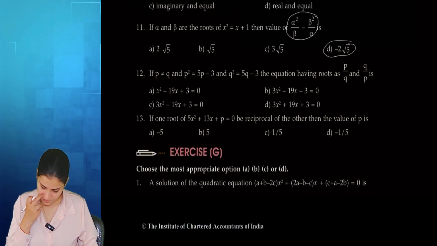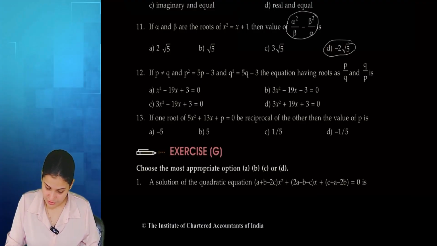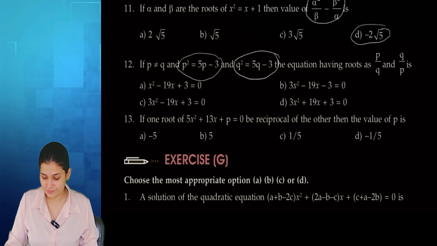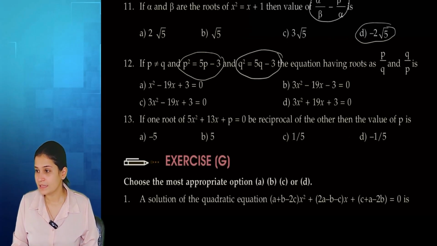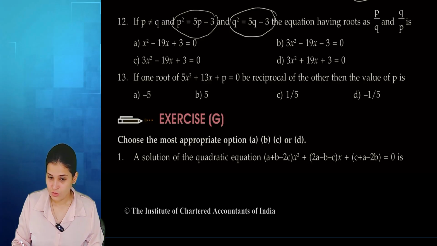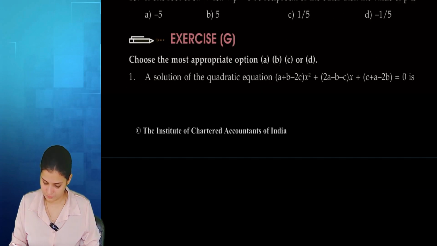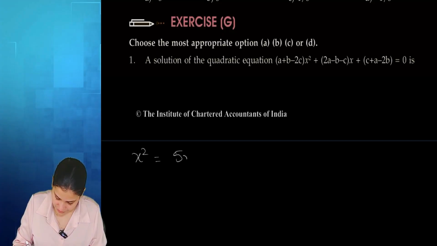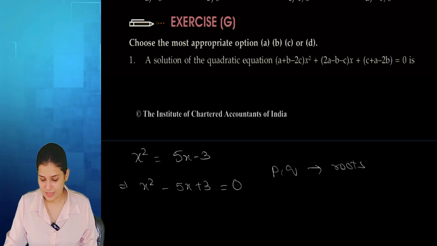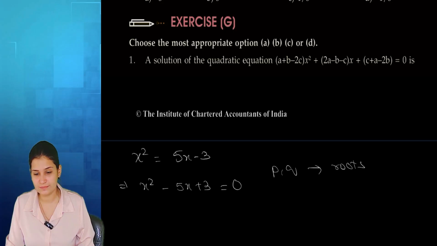P and Q. We did this question in the class also. This equation and this equation, aren't they exactly same? That means my actual equation will be, what would be my actual equation? X square equal to 5x minus 3. Perfect. That is x square minus 5x plus 3 equals 0. And P and Q are the roots as they satisfied the equation. Do you all agree?